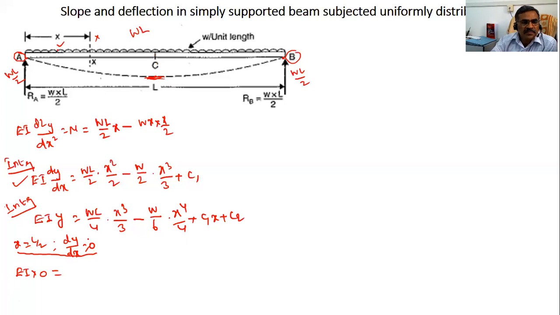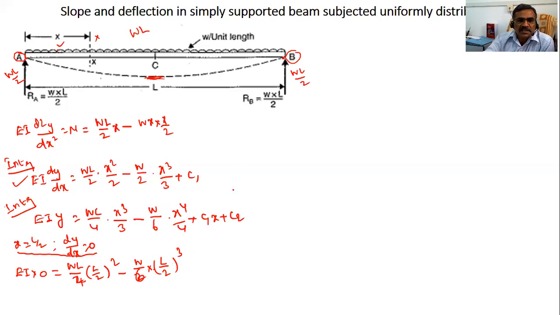That is equal to WL by 2, where x is equal to L by 2. So you make it 4, L by 2 the whole square, minus W by 6 multiplied by x cube by 3, where x is L by 2 the whole cube.